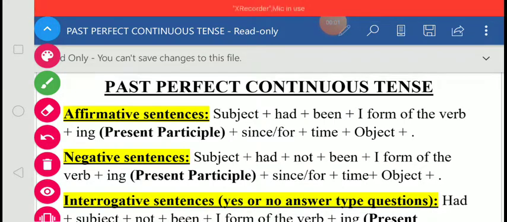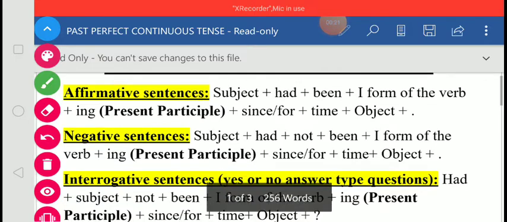Hello students, in my last video I discussed past perfect tense, and today in this video I am going to discuss past perfect continuous tense. Okay students, so let's start today's session.